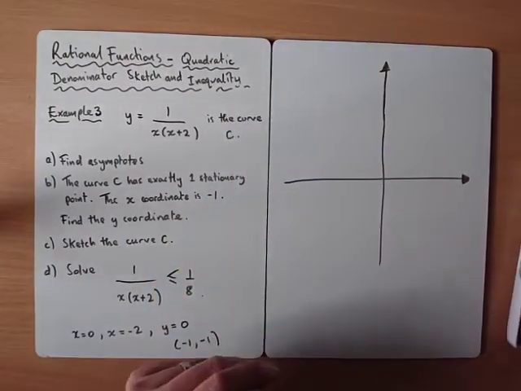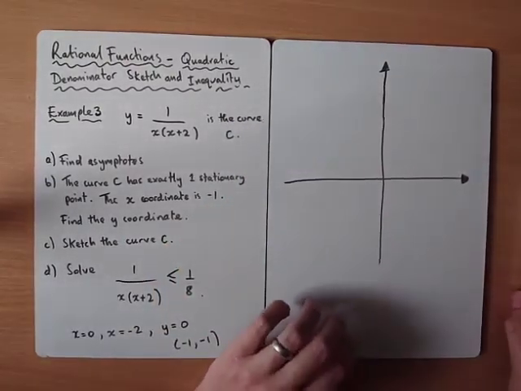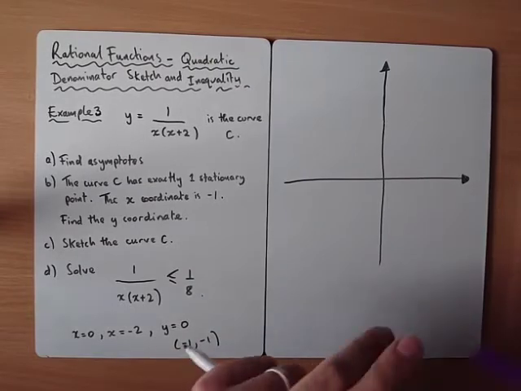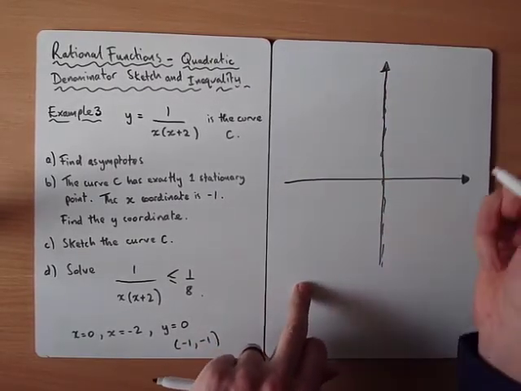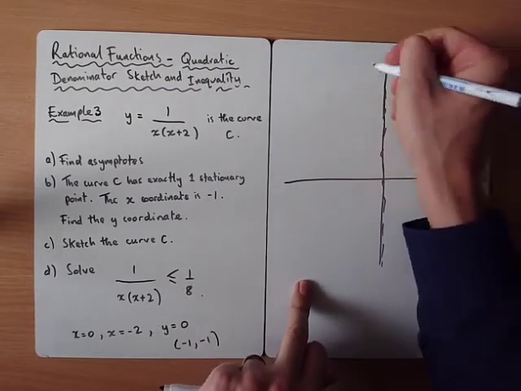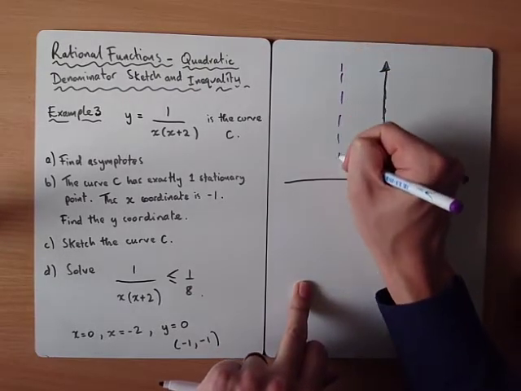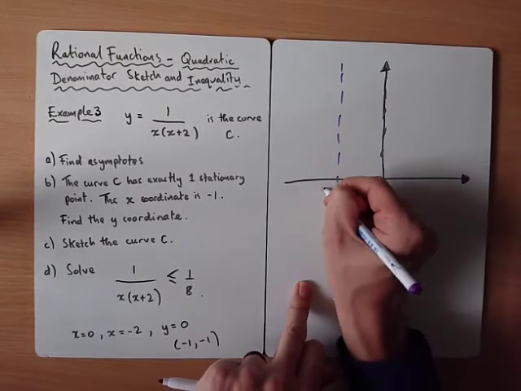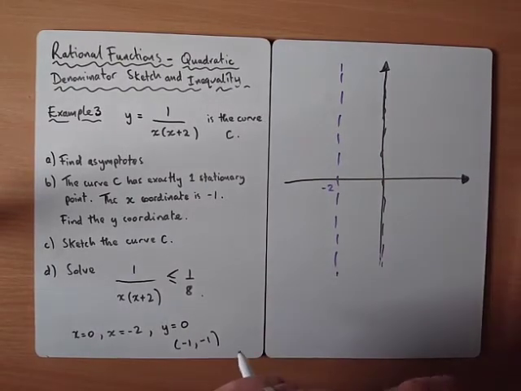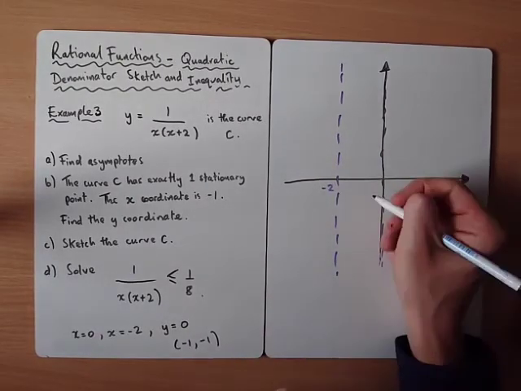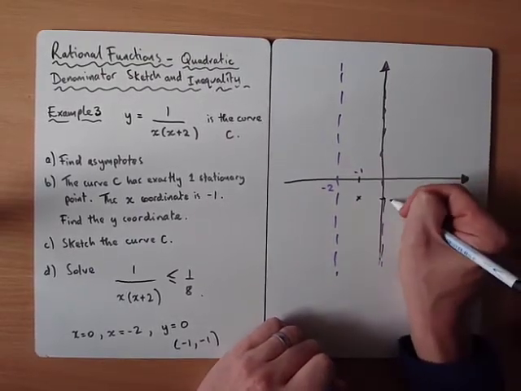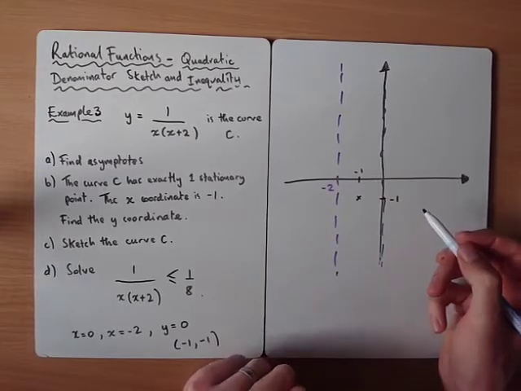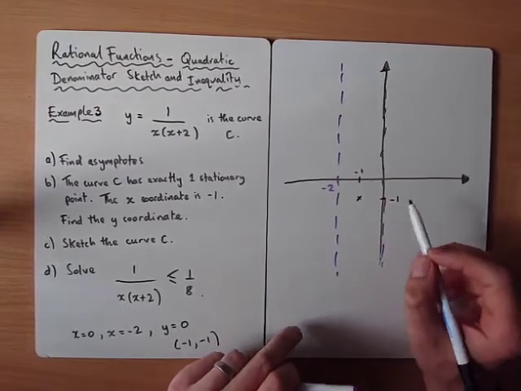Right, so there's a useful bit of advice to check with your calculator. And then we've got 0, x equals minus 2. We've got a stationary point at minus 1. Minus 1. So how, without the calculator, how would we know what this looks like?